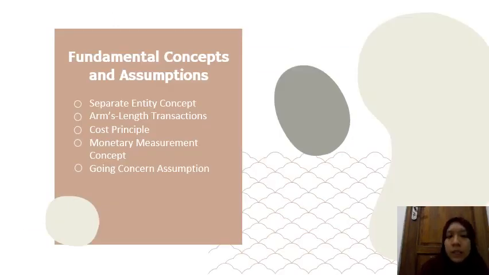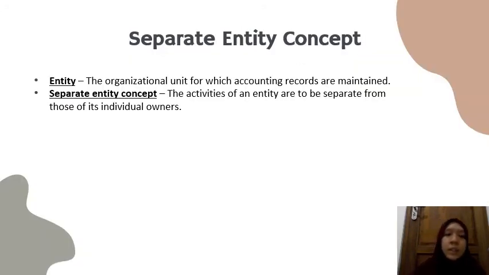Fundamental concepts and assumptions are separate entity concept, arm's length transaction, cost principle, monetary measurement concept, and going concern assumption. Separate entity concept means the activities of an entity are to be separate from those of its individual owners. Entity is the organizational unit for which accounting records are maintained.